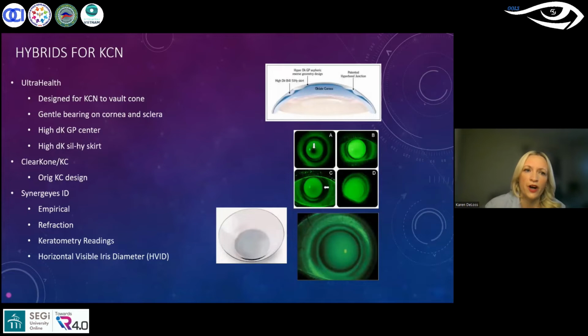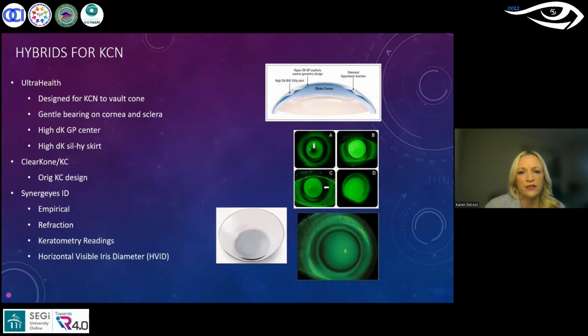Hybrids for keratoconus are also a good option. The three that I have listed, the UltraHealth, Clear Cone, and Synergize, are the ones that are available here. Synergize is more for regular corneas. But with the Synergize ID, they can be fit completely empirically, meaning you can call in to them with your refraction, your keratometry readings, and your horizontal visible iris diameter.